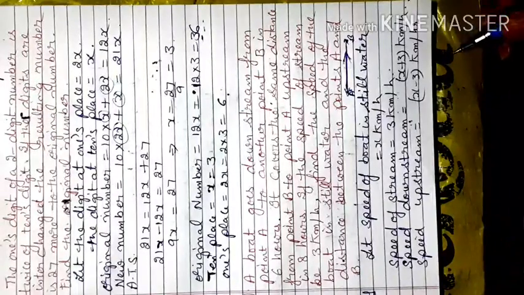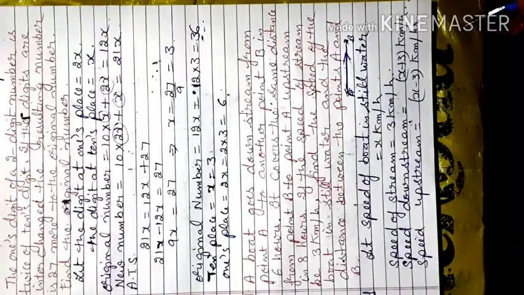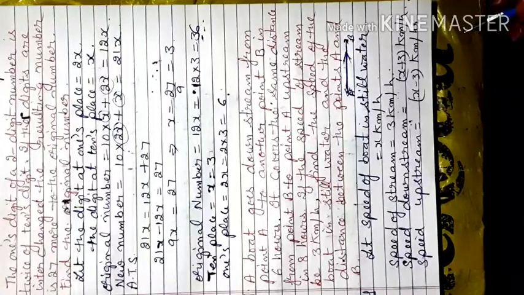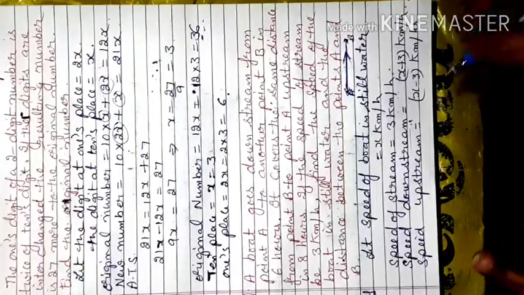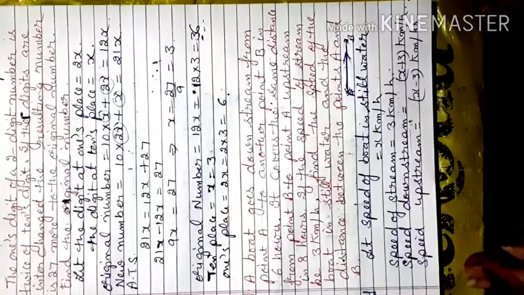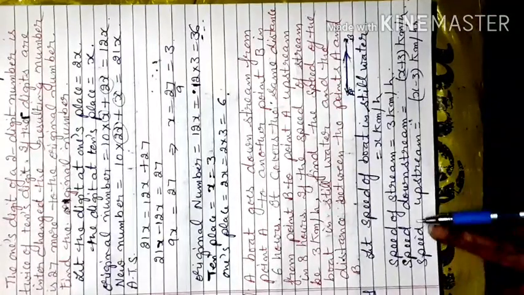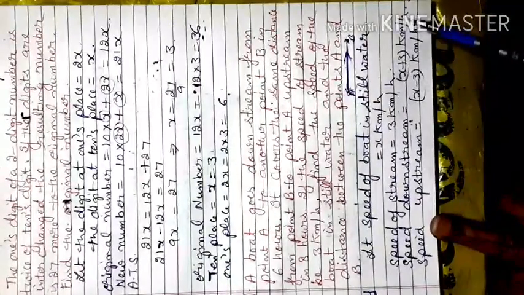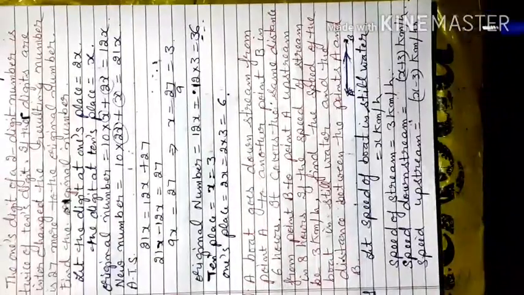In the same way, when you move against the flow of the water, your speed will be decreased, and when you move along the flow of the water, your speed will be increased. According to that, downstream is x plus 3 kilometer per hour, and upstream is x minus 3 kilometer per hour.